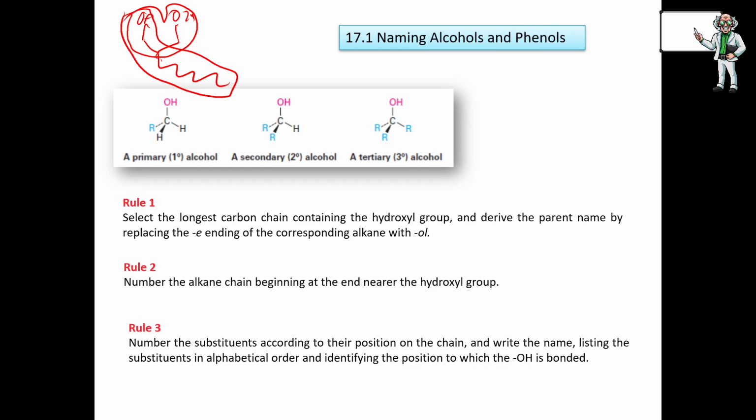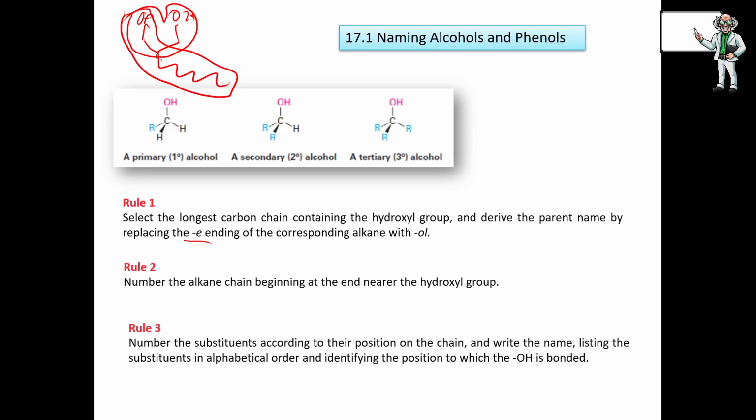Okay, and then what we do is name this carbon chain using the same system that we used in the last chapter, for example, methane, ethane, propane, butane, etc. And we remove the E at the end, and we put the termination ol. The termination ol identifies that our compound is an alcohol, and the alcohol is the major functional group.